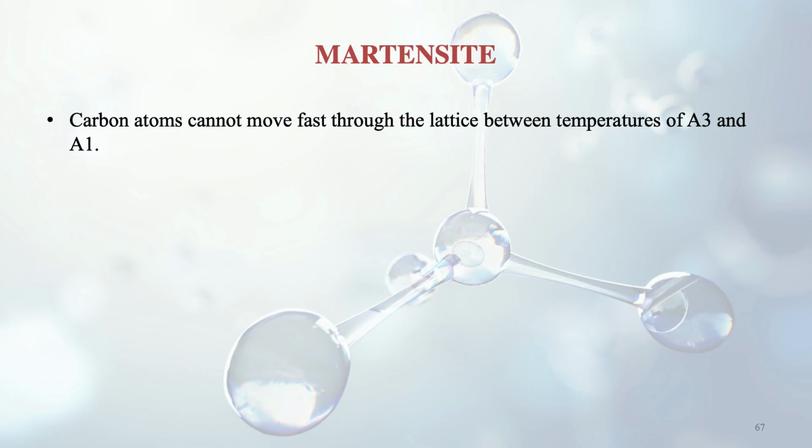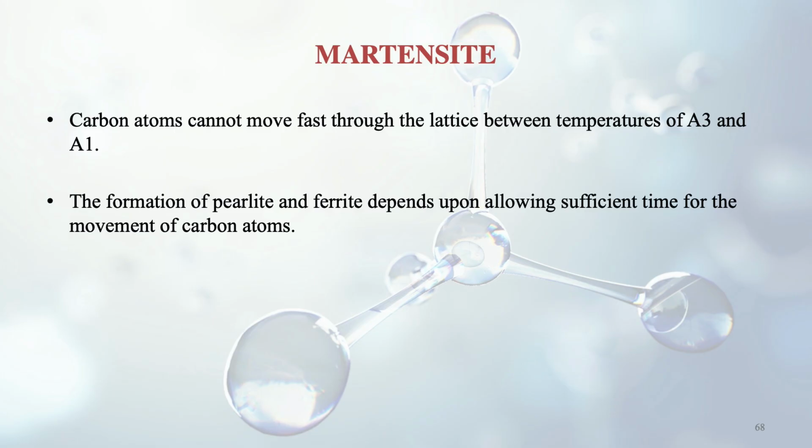In the martensite structure, what can be seen is that carbon atoms cannot move fast through the lattice between temperatures A3 and A1. Like in the previous figure, I showed you the A1 and A3 temperatures. Between these, the carbon atoms do not move very fast. The formation of pearlite and ferrite depends upon allowing sufficient time for the movement of carbon atoms. So when we want pearlite and ferrite, sufficient time is required for the movement of these carbon atoms. Then only we can get pearlite and ferrite.